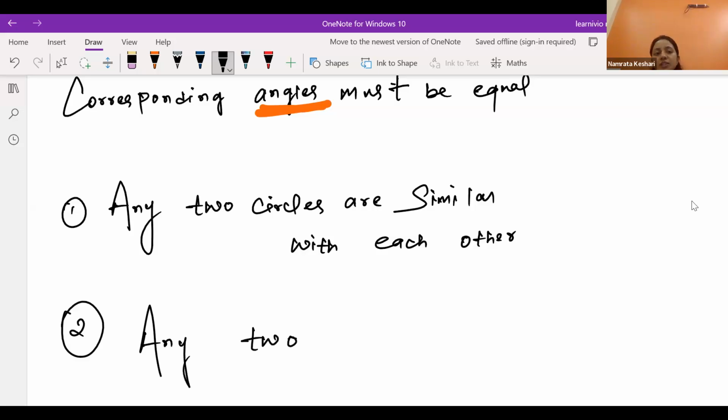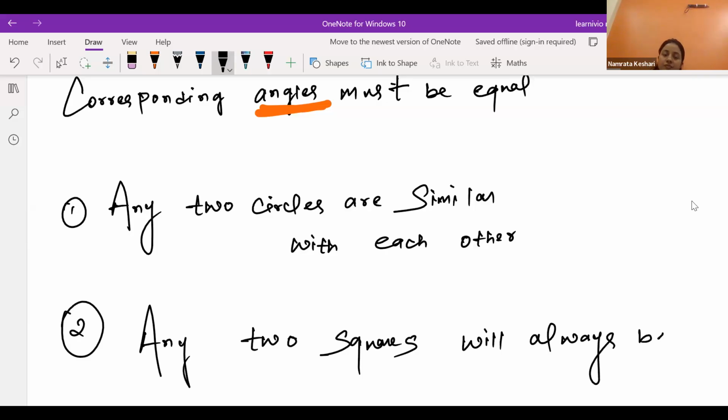Square means all sides will be the same. So automatically your ratio will come out the same. And each interior angle will be 90 degrees. So your angle will also be the same. Getting it? Yes or no? Yes, ma'am. Okay, just a moment. Let me take a few examples.